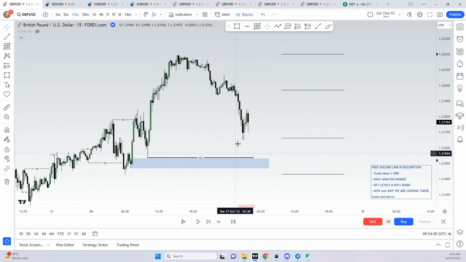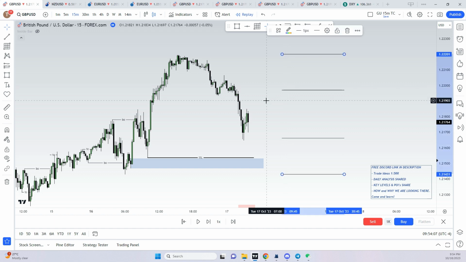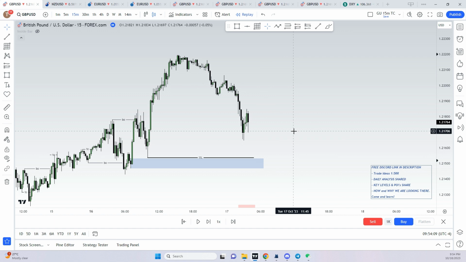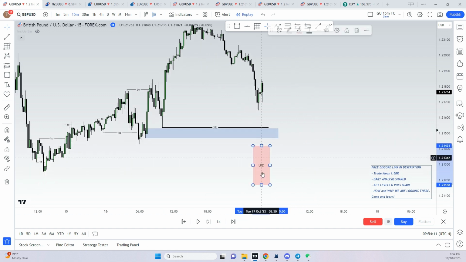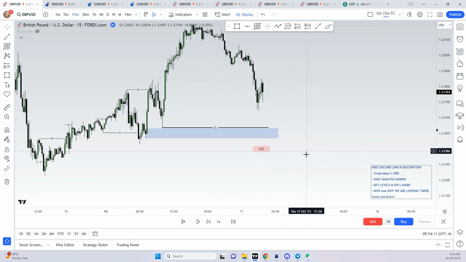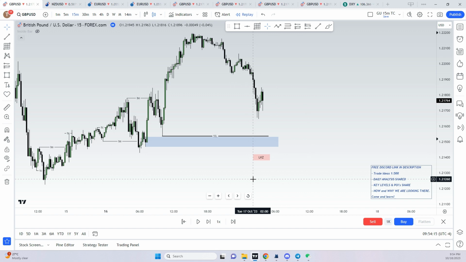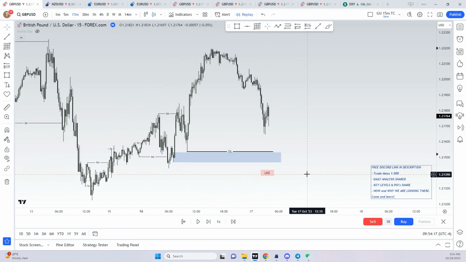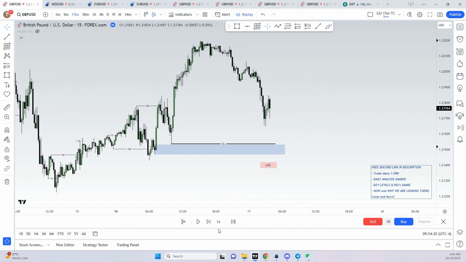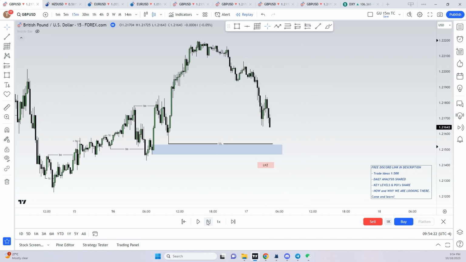Now this is my type 2 entry model, or my type 2 trade model. I've got another one which is very similar, but there's a slight nuance difference. But you can see this is from the lower range, and it comes during the London kill zone, which is 2 a.m. to 5 a.m. New York local time. So you can see price pushes in.